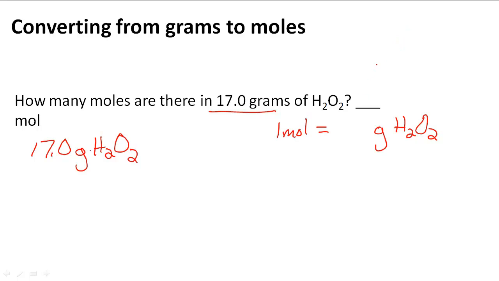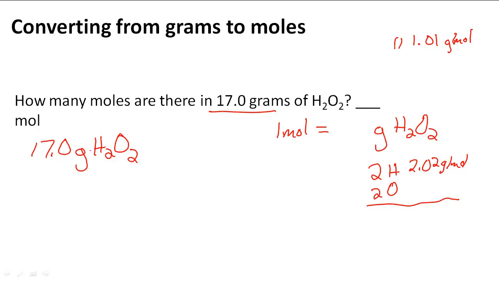I'm going to find out that H has a molar mass of 1.01, so it's going to be 1.01 grams per mole for that, but there are 2 of them. So when I do my calculation of molar mass, I'm going to put 2 H and 2 O, and I'm getting 2.02 grams per mole. And we know that one oxygen has 16.00 grams per mole, and so this is going to be 32.00 grams per mole.